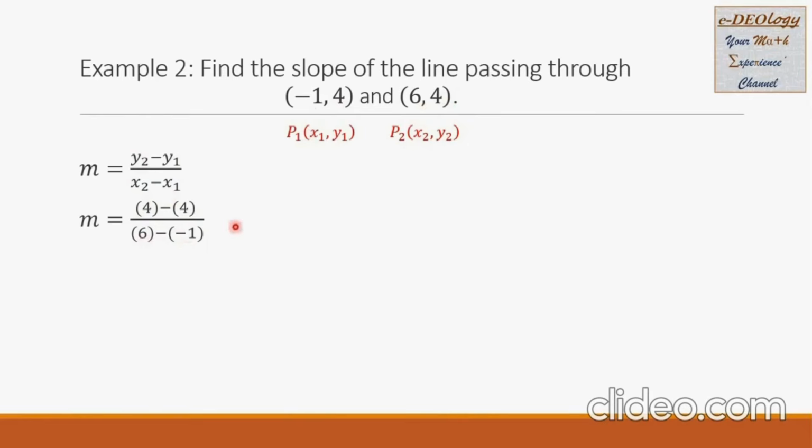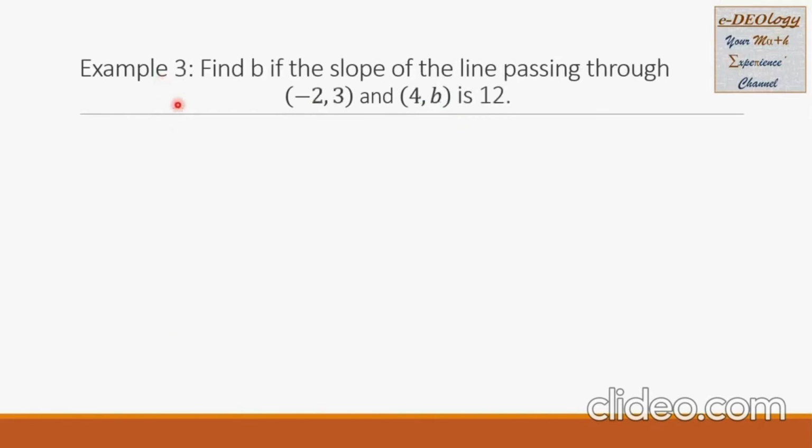Then let us simplify our fraction. 4 minus 4 equals 0. 6 minus negative 1 is 7. So this is 0 divided by 7 equals 0. Since the slope is 0, we know that the line is horizontal.